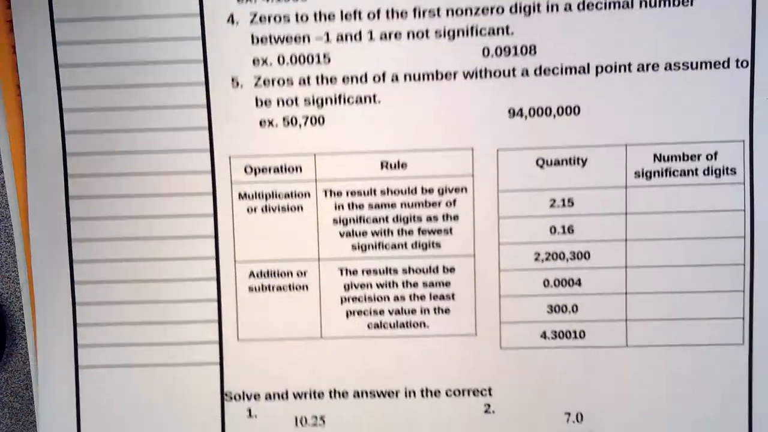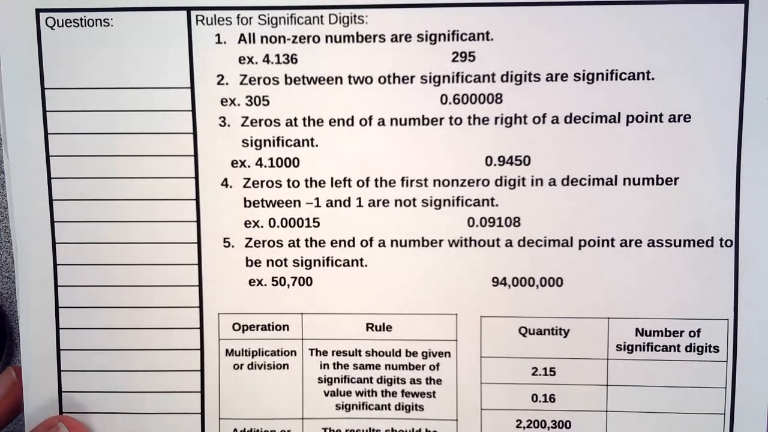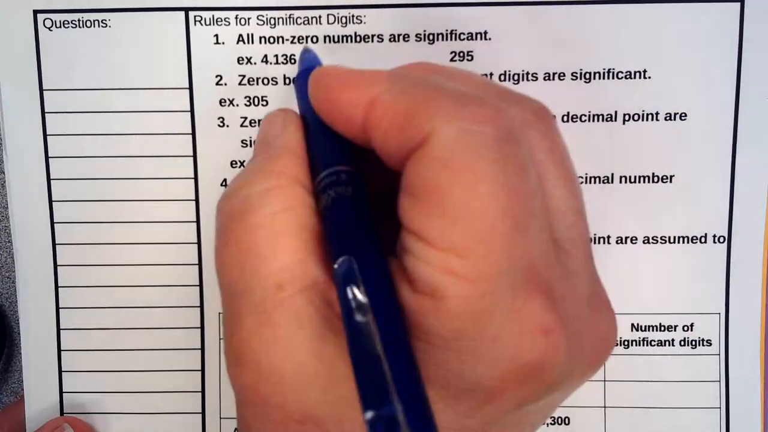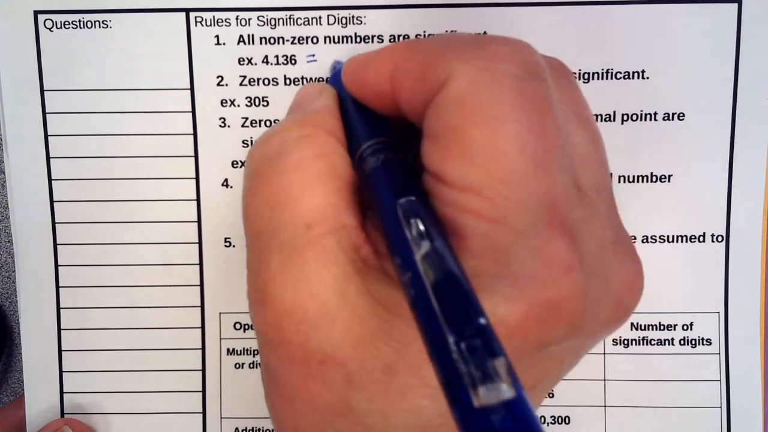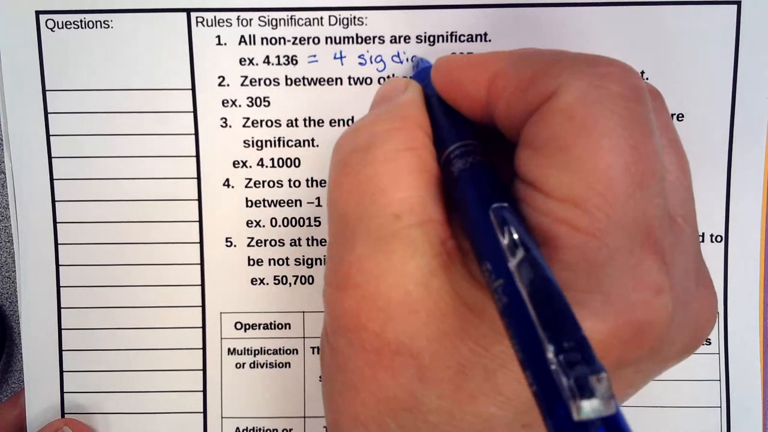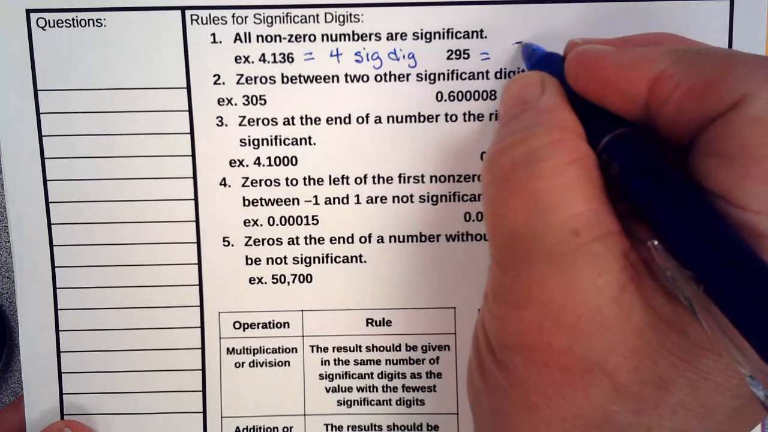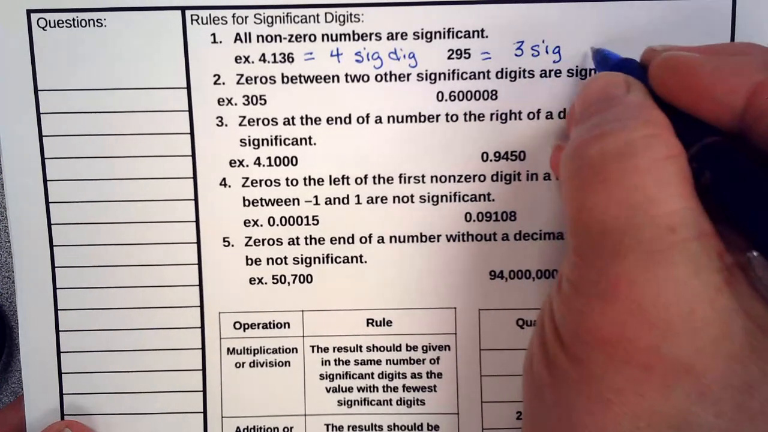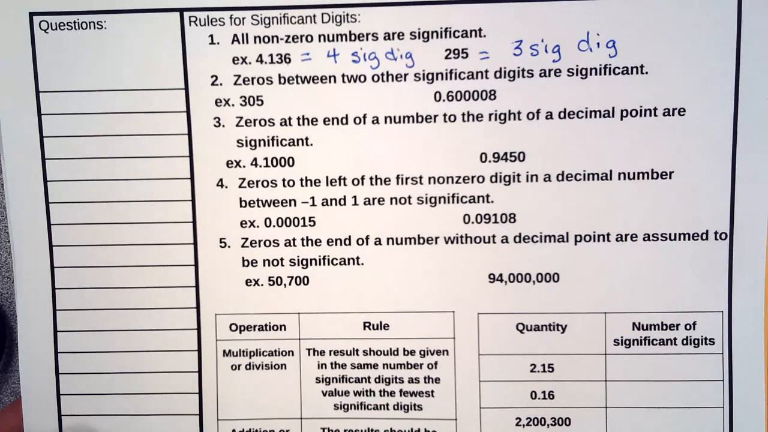Okay, so as we're looking at rules for your significant digits, all non-zero numbers are significant. So if I'm looking at the first one, I've got 1, 2, 3, 4 non-zero numbers. This would be 4 significant digits. The next one, how many does it have? How many numbers do you see? 3. This one is 3 significant digits. Okay, so those two, that's a pretty easy rule.